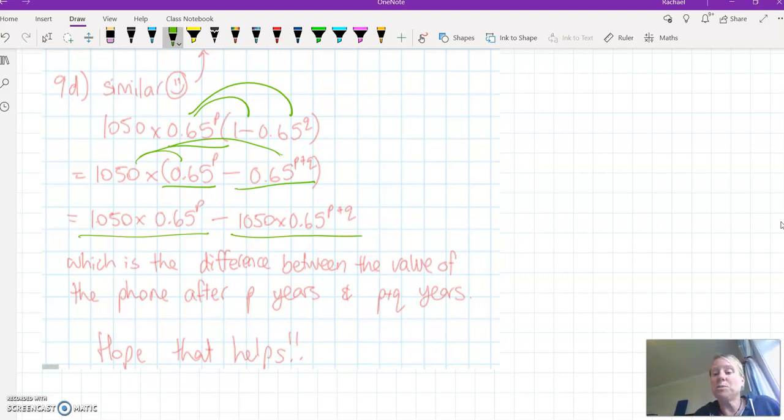This would be the expression for the value of a phone after p years, and the second one would be the expression for its value after p plus q years. So again, it's the difference between the value of the phone after p years and p plus q years, or to word that a bit better, it's how much it has depreciated in value between p years and p plus q years. Anyway, I hope that helps for those of you that got stuck on those questions too.